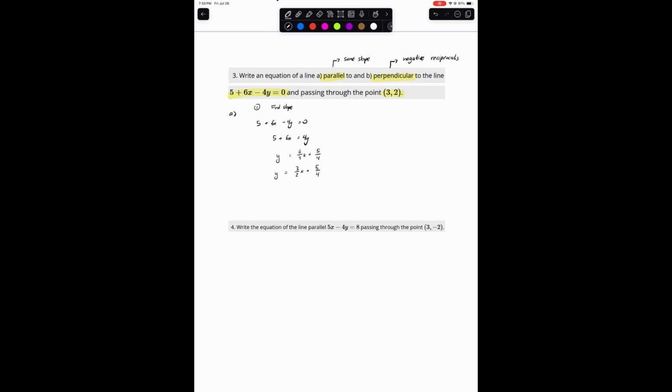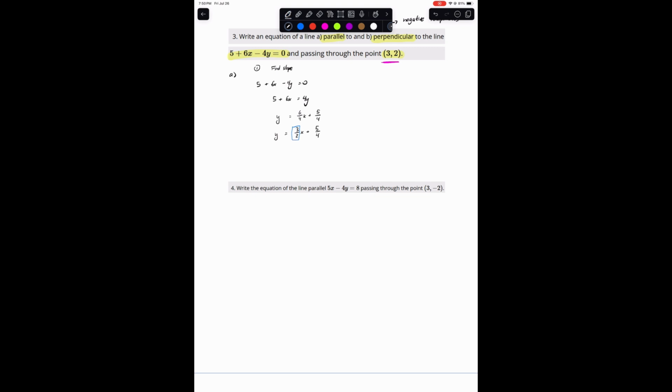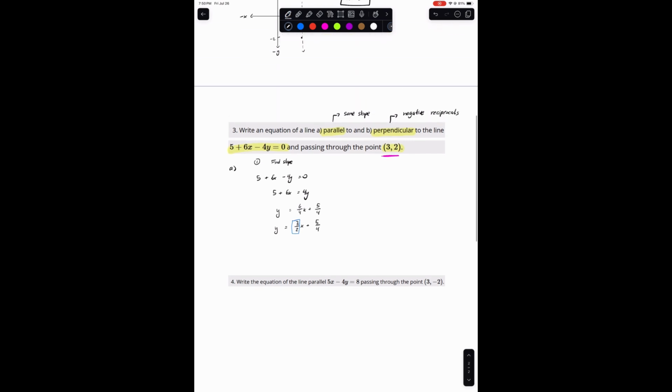Now, it needs to go through this point, right? So we can go from, now we know the slope, right? So I should have highlighted that. We know the slope now. Now what we're going to do is use point slope form to plug in the point. So remember, point slope form, right, is, put up here, point slope form. Okay, so y minus y1 equals m times x minus x1.